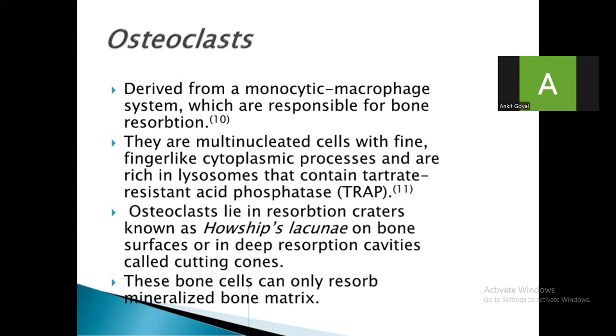Osteoclast cells are derived from a monocytic macrophage system and are responsible for bone resorption. These are multinucleated cells with fine finger-like cytoplasmic processes and are rich in lysosomes that contain tartrate-resistant acid phosphatase. Osteoclasts lie in resorption craters, known as Howship's lacunae, on bone surfaces, or in deep resorption cavities called cutting cones. These bone cells can only resorb mineralized bone matrix.